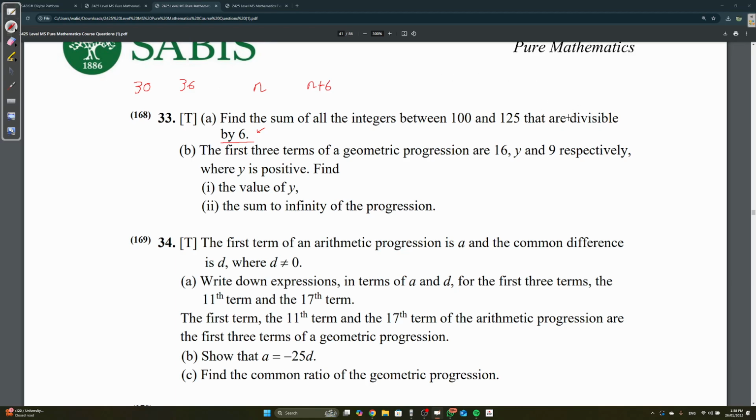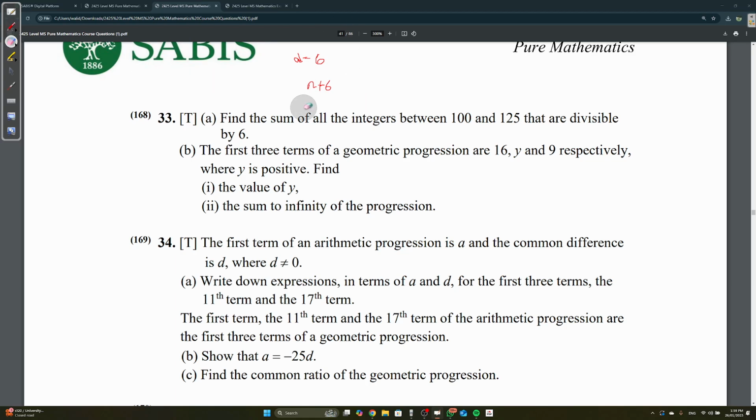Divisible, by the way, means you can divide by it and not get a remainder. After 36 would come 42. You realize how every time it's divisible, you add 6, right? Likewise, if they told you divisible by 4, you do plus 4, plus 4, plus 4. So as you can see, it's an arithmetic progression, with the difference being 6 if it's divisible by 6.